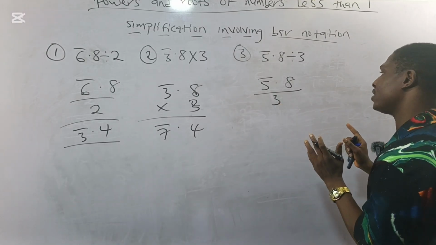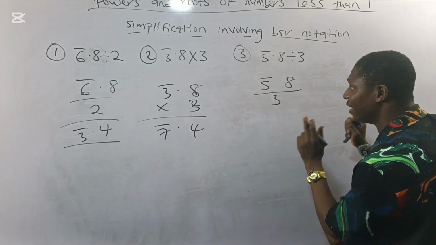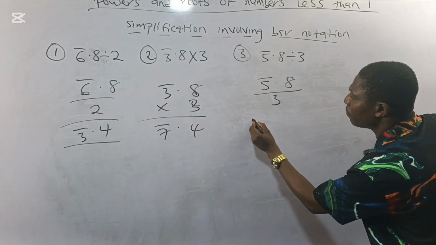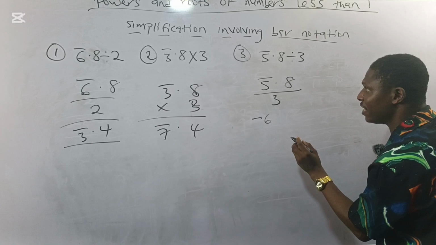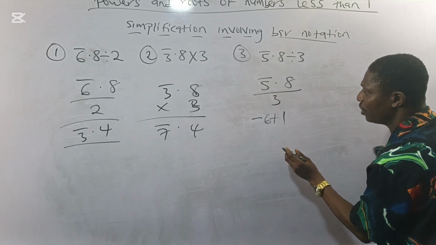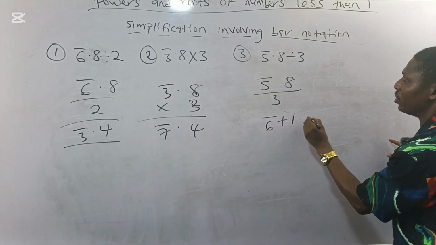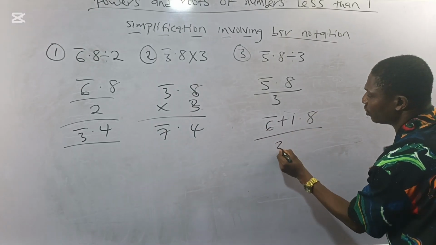So if I'm using the closest, which is 6, just higher than 3, I'm using 6. So I'll have minus 6. If I have minus 6 plus what will give me minus 5? Plus 1. So I'm using bar 6 plus 1 point 8, all over 3.